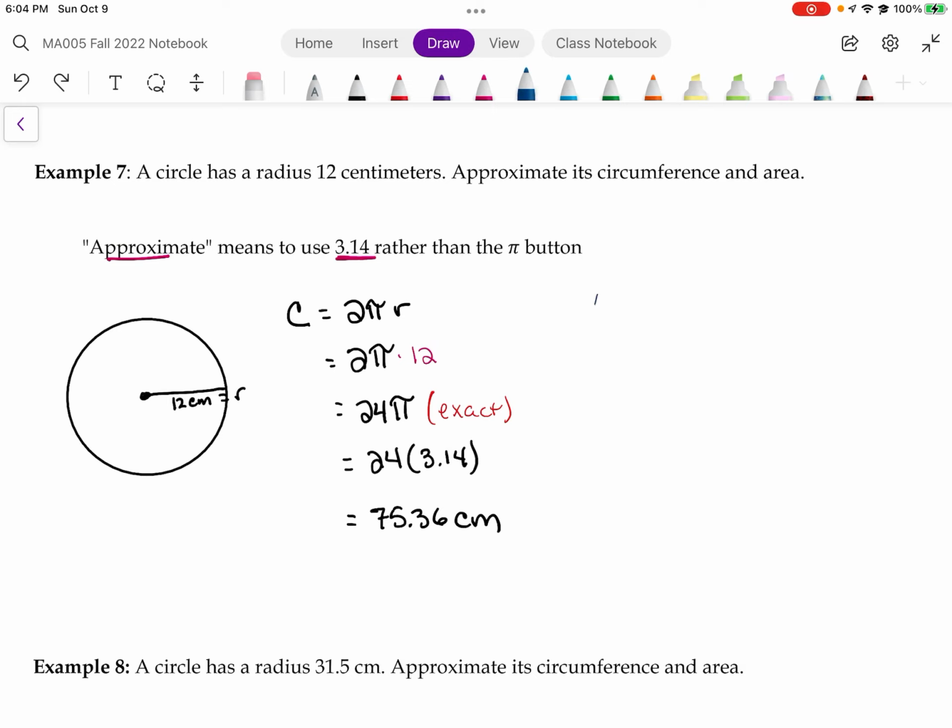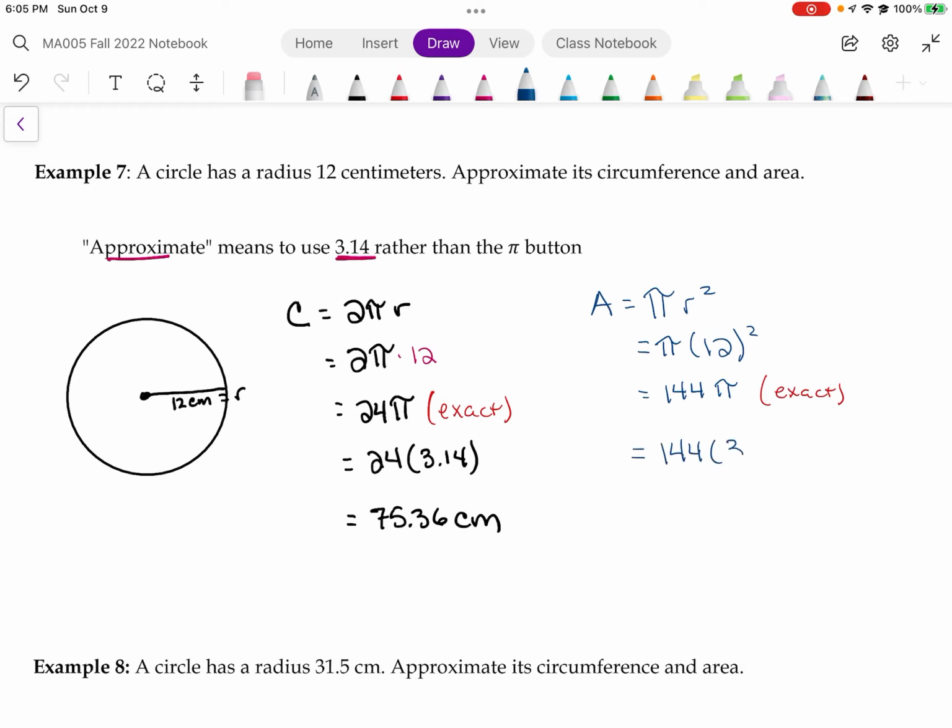All right, so now let's look at area. Area is 2 pi r squared. I'm sorry, not a 2. Sorry. Pi r squared. All right, so we get pi times 12 squared. So that is 144 pi. All right, so again, that is the exact answer. But they want us to put in 3.14 and get an approximate number.